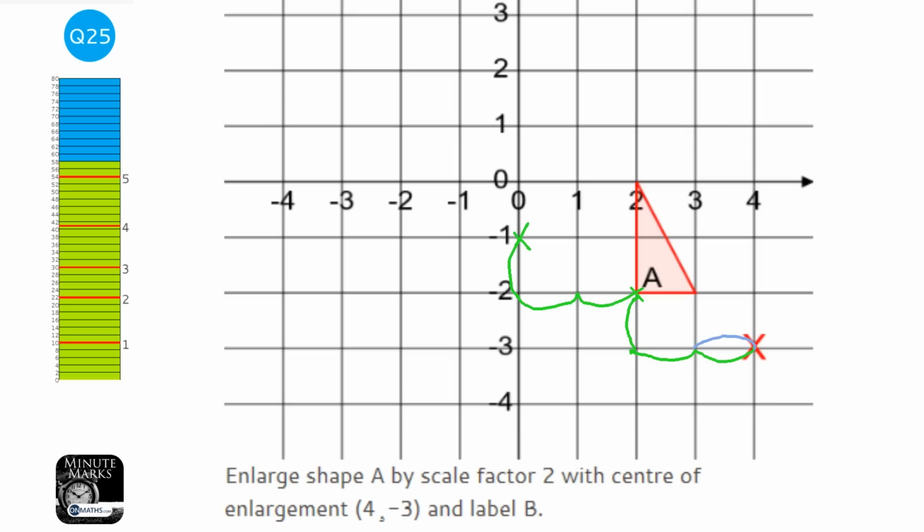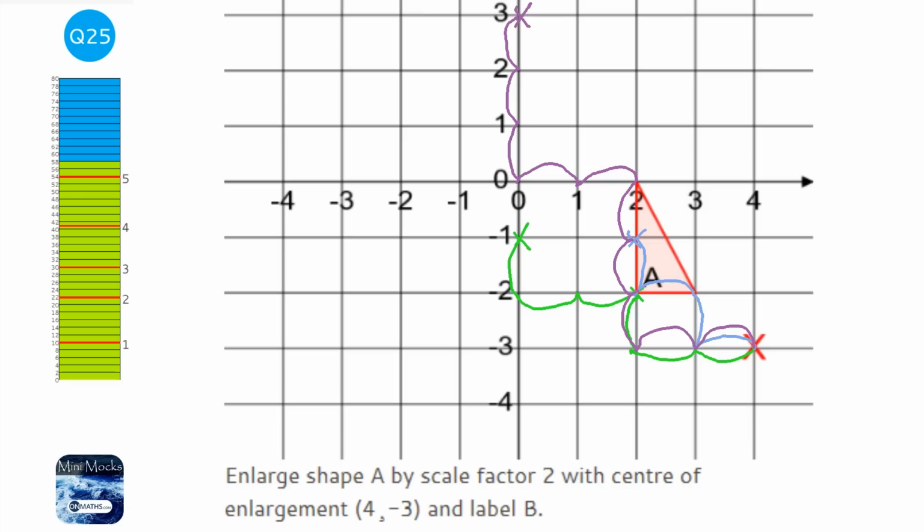So 1 to the right, 1 up to get to this point. So I'm going to go 1 to the right, 1 up to go to the enlarged point. And finally, I'm going to do it one more time to get that top left one. So 1, 2 jumps to the right, 1, 2, 3 up. So 1, 2 to the left, and 1, 2, 3 up.